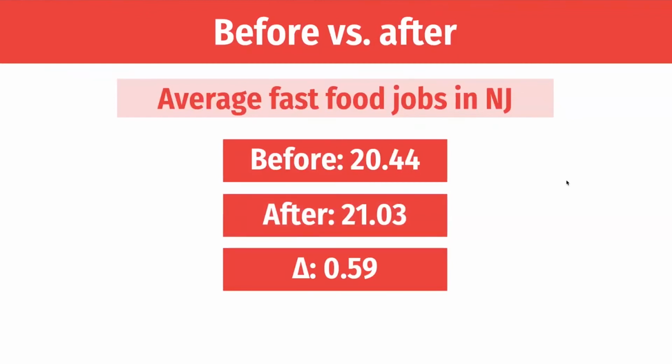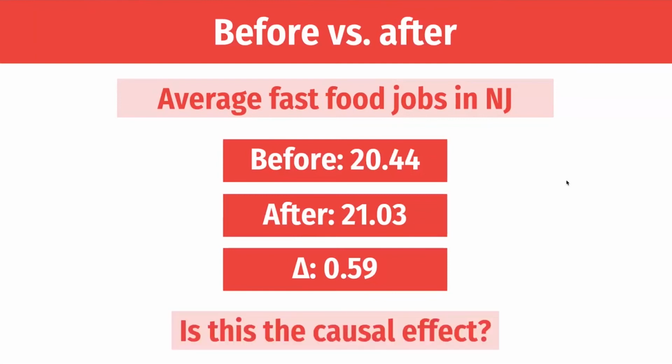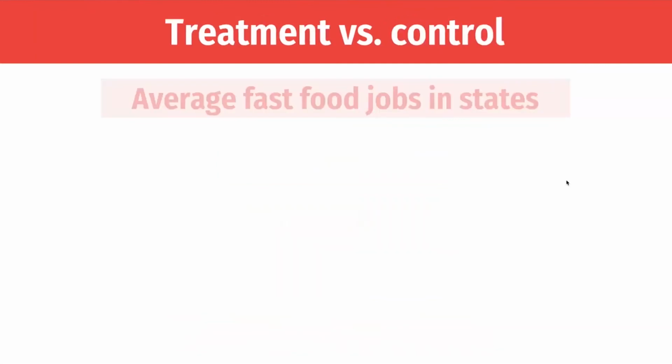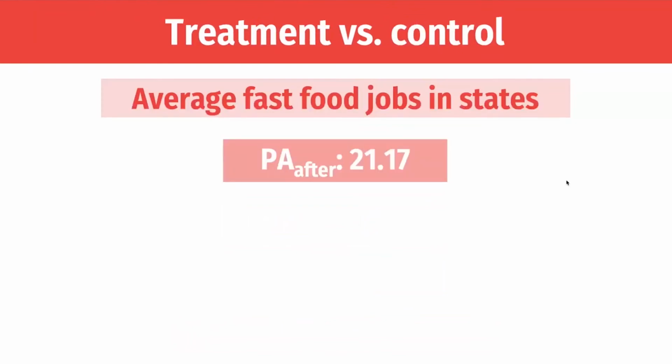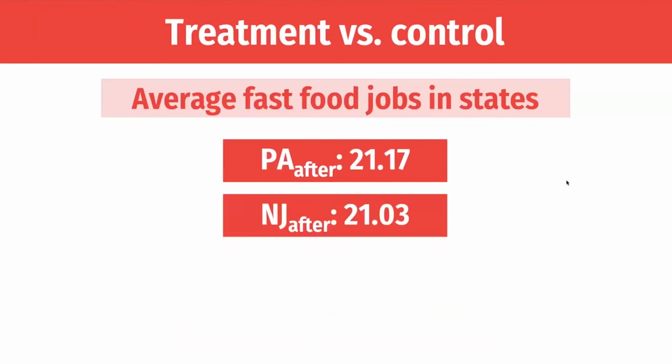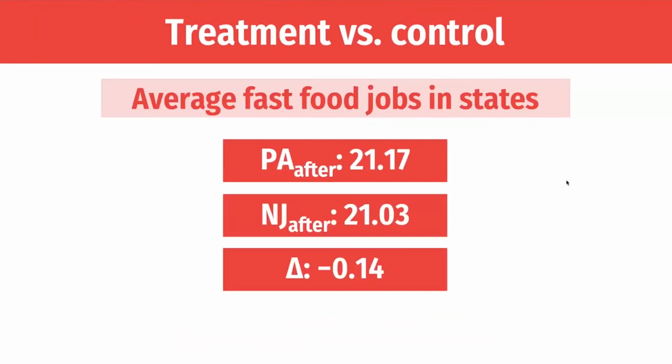But you can't just look at before and after because you don't have a control group. So we want to compare New Jersey to some other states. We can compare it to Pennsylvania because it's right next door. In Pennsylvania, after the minimum wage was changed in New Jersey, the average number of people working in a fast food restaurant was 21. In New Jersey, it was also 21. So there was a tiny decrease in New Jersey. Is that the causal effect?